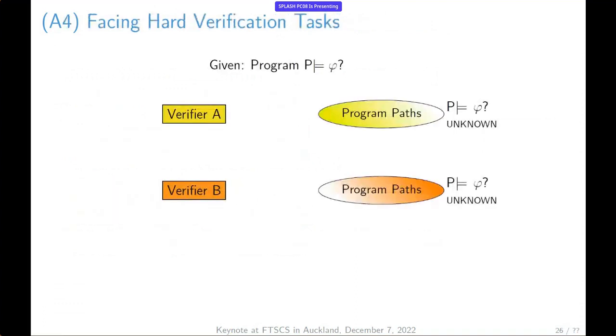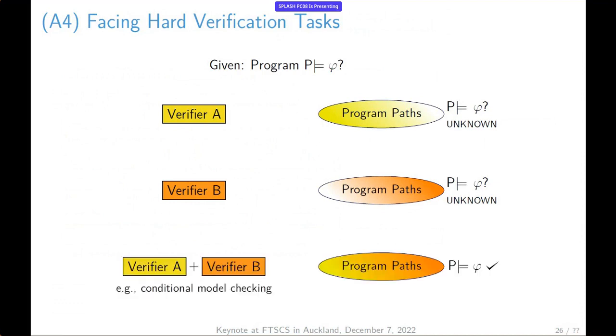But we can even do better. Suppose there is a verification task consisting of a program and a specification. And suppose a verifier A can verify a little bit, but not everything, and the verifier B can verify a little bit, but another part, but also not everything. So how would it be if we could combine these verifiers to prove all program paths? And we have experimented a bit, and we found many example programs where this actually could help.